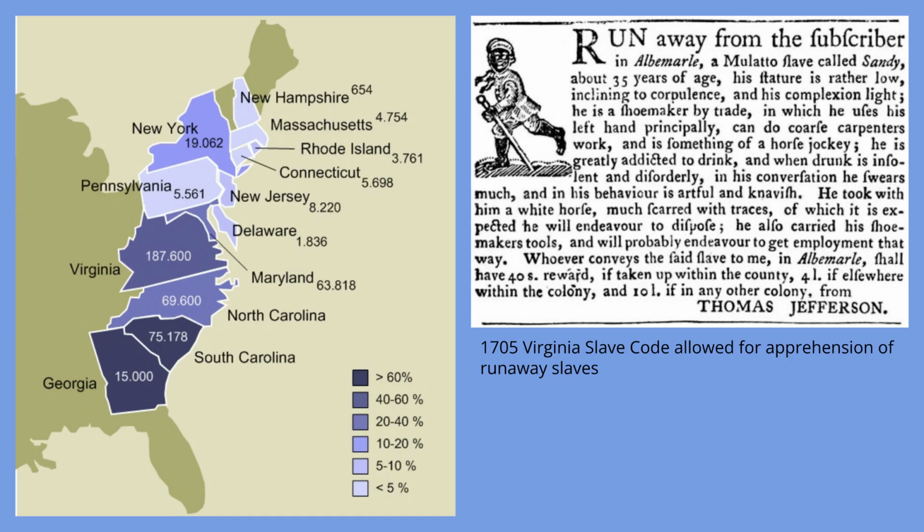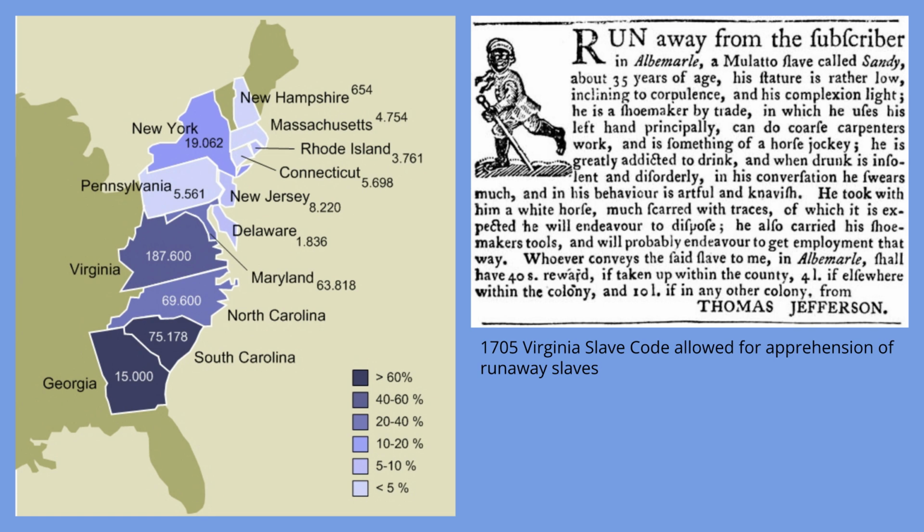Here's a closer detail of a map showing the slave populations across the original 13 colonies. The darker colors show colonies that had a greater population of enslaved people within their boundaries, and then obviously the numbers refer to the total numbers of enslaved people within those colonies. While Virginia had the most enslaved people within its borders at over 187,000, in South Carolina and Georgia, those populations made up a majority of the population.